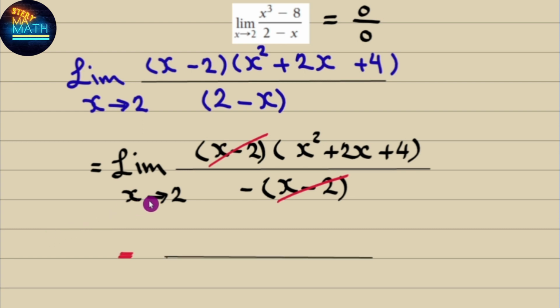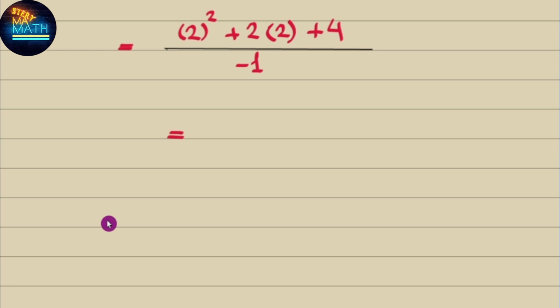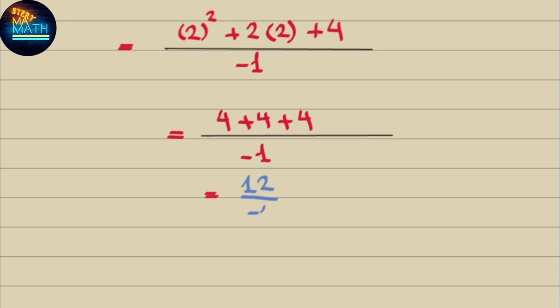So directly we will substitute x with 2 in that expression divided by negative 1. Don't forget the negative 1 here in the denominator. 2 to the power 2 plus 2 times 2 plus 4, divided by negative 1. 2 to the power 2 is 4. 4 plus 2 times 2, which is 4, plus 4, divided by negative 1. So the answer is equal to 12 divided by negative 1, which is negative 12. And this is the answer.